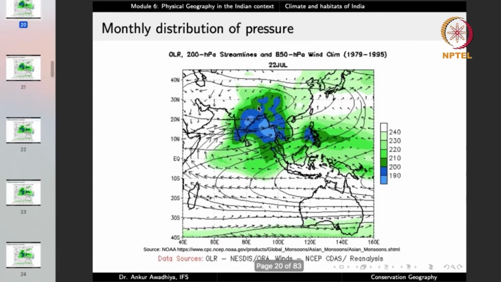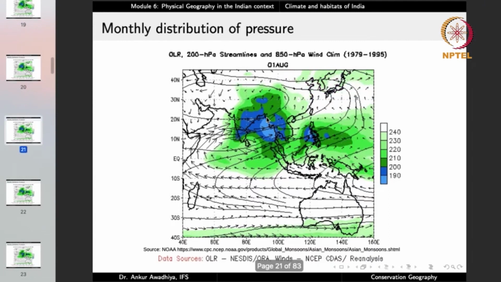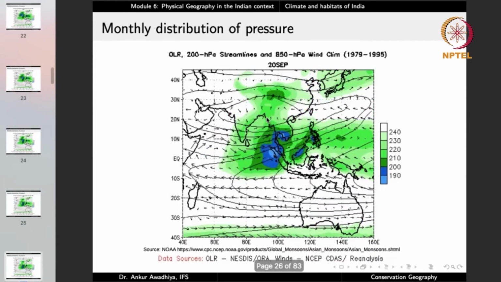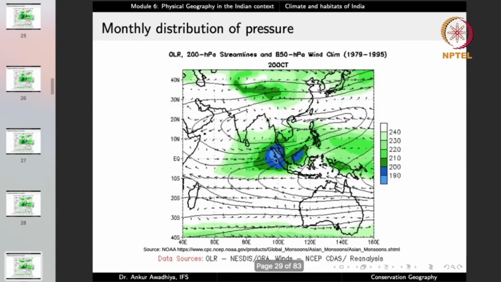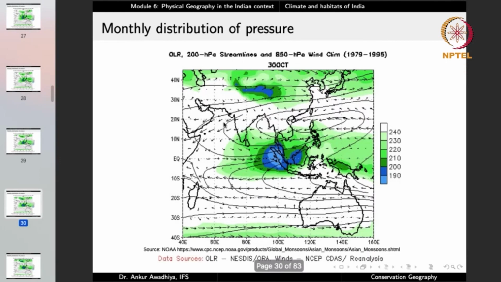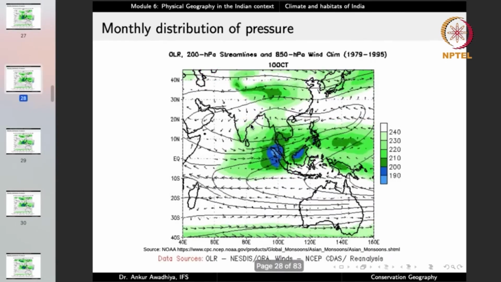So now when we talk about this is the 12th of July, and with increasing time we are observing that they are now moving back southwards. Now this is because of the apparent movement of the sun towards the south. Now in the months of October and November, or let us look at this one. So this is the 10th of October.